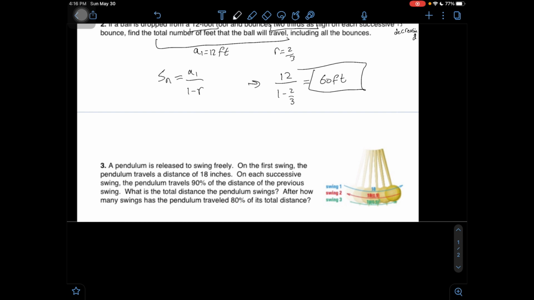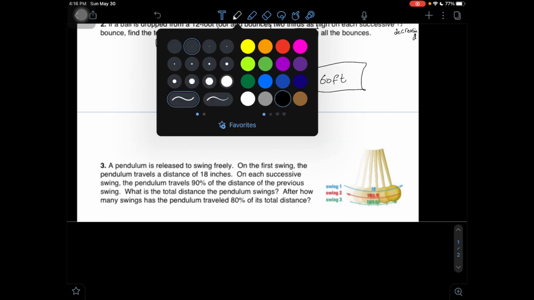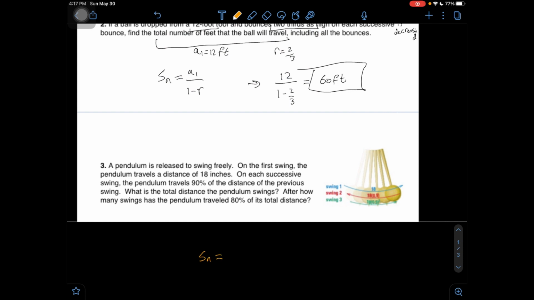First, we're going to use the same equation we used in our last problem, which is S subscript n equals a1 over 1 minus r. In this scenario, a1 is 18 inches over 1 minus r, and r is 0.9, because it travels 90% of the distance of the previous swing. 1 minus 0.9, and that gives us a value of 180 inches. The last question is, after how many swings has the pendulum traveled 80%? So we need 80% of the total distance, so we have times 0.8, and that gives us a value of 144 inches.